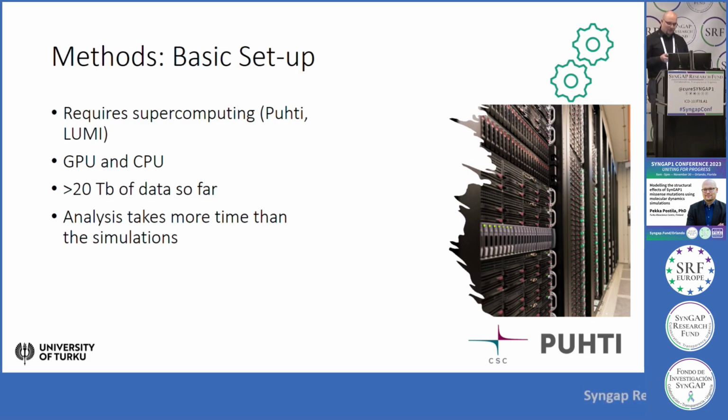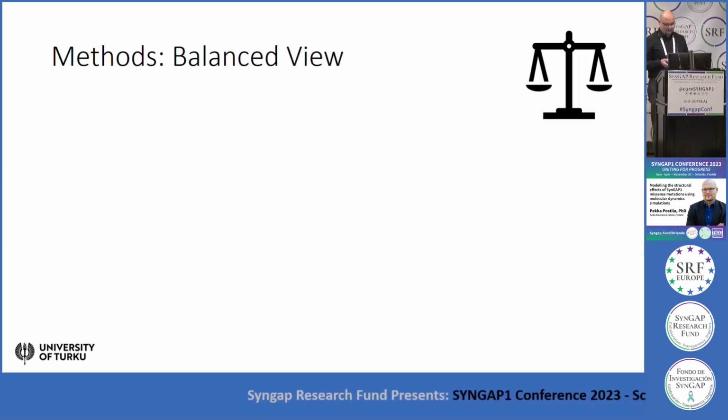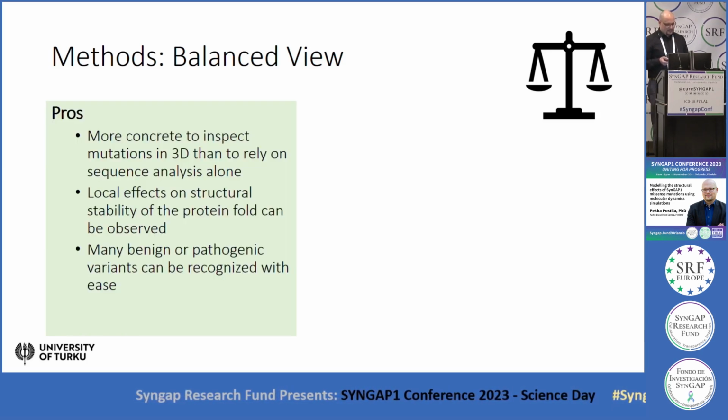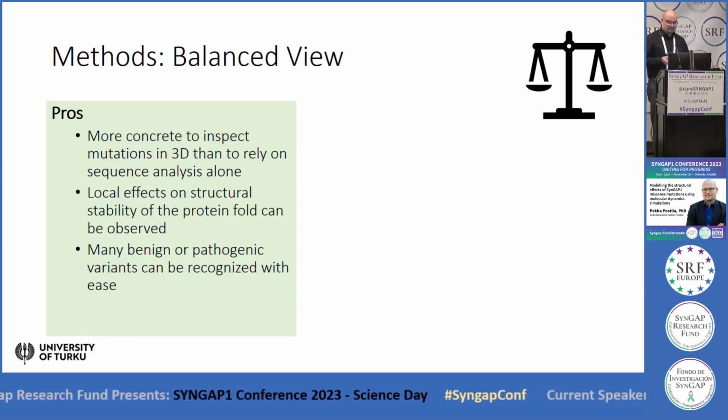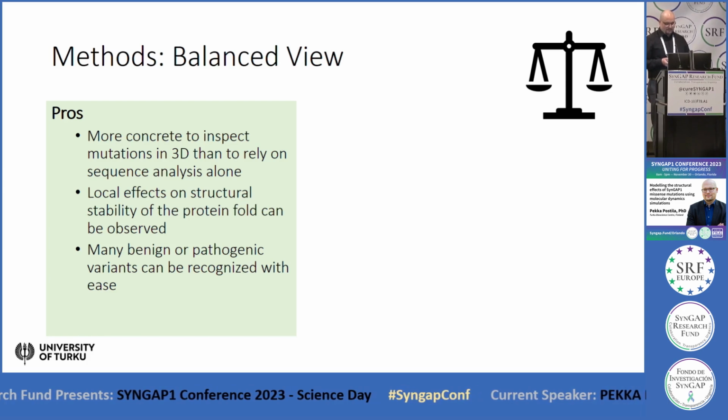So although 1 nanosecond is like 1/1,000,000th of a second, there's still quite a lot of computing to do with this method. So we have to use supercomputers for this. And luckily in Finland we have CSC, which is providing us really nice resources to do this type of work. The amount of data is really huge, and actually running the simulations is faster than performing the analysis.